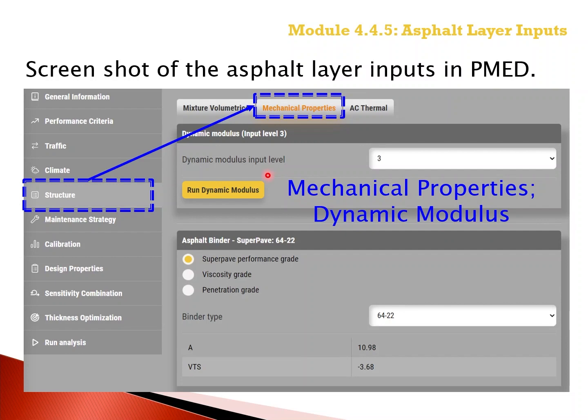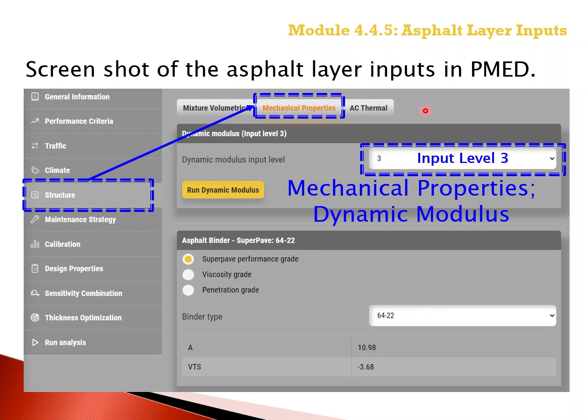This slide and the next two slides show screenshots of the mechanical properties tab for the individual asphalt layers. The screenshot included on this slide is for dynamic modulus, input level 3. The next two slides are for dynamic modulus, input levels 2 and 1 for mechanical properties. The dynamic modulus is then followed by creep compliance and tensile strength.